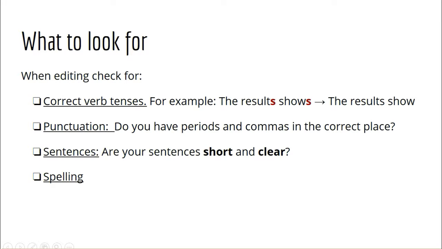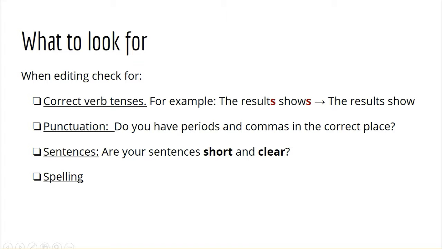When you are editing, check for correct verb tenses. For example, "the results shows." This changes to "the results show" because results is plural. Also, if you are writing in the past, you should continue writing in the past and make sure that your whole paper goes with one tense. At the end of your paper, if you make predictions about the future, it might be okay to use the future tense there. But generally, stick to one tense in your papers.